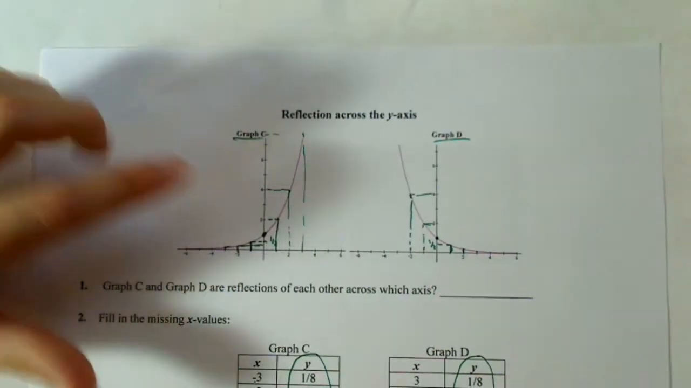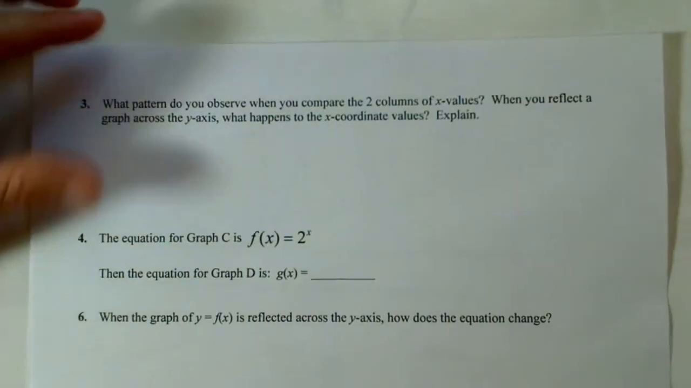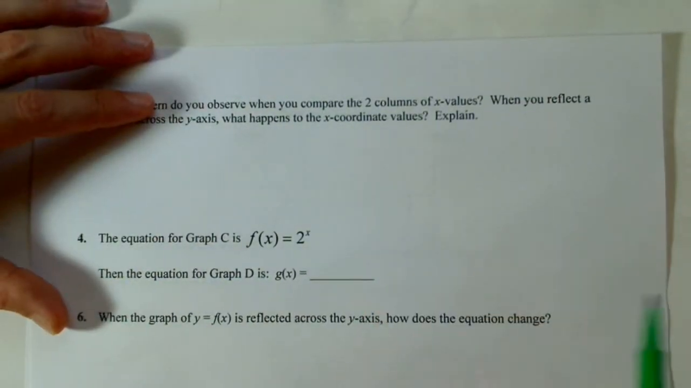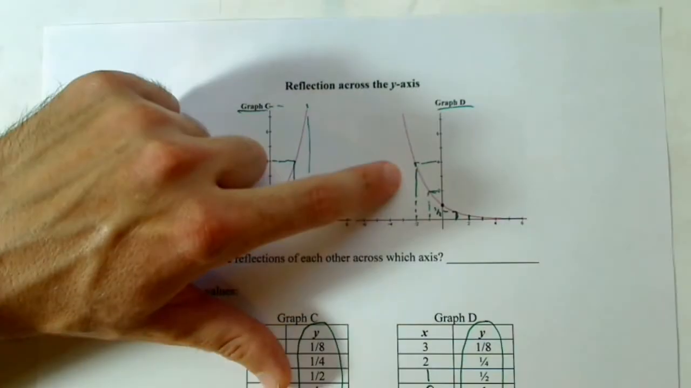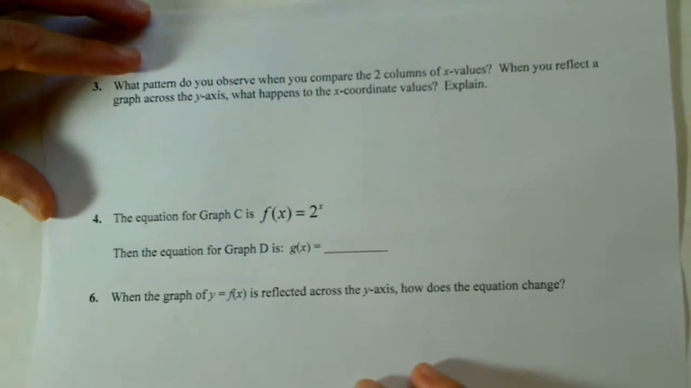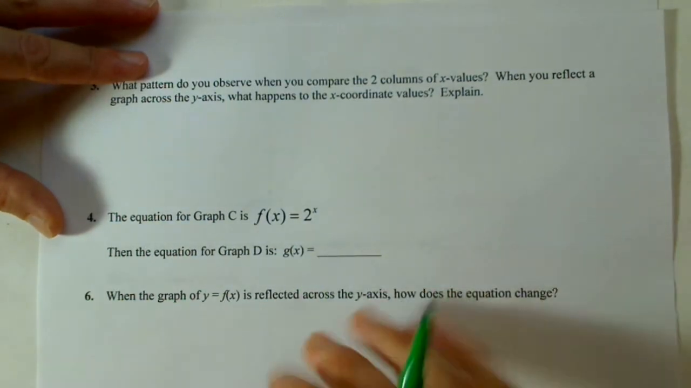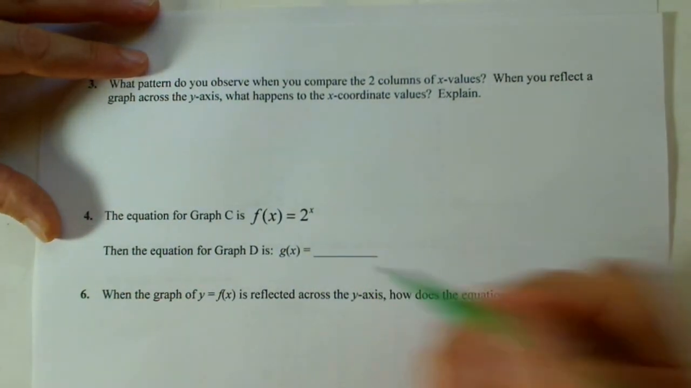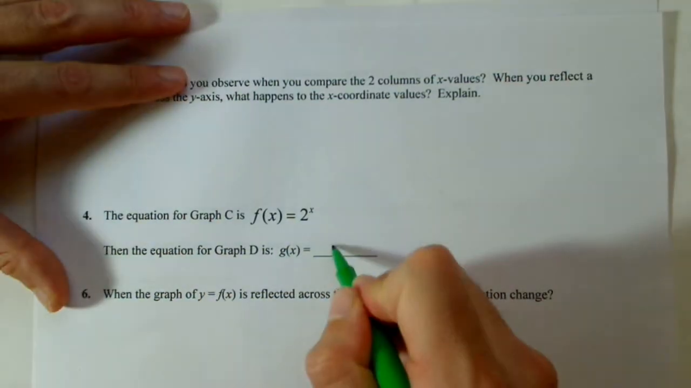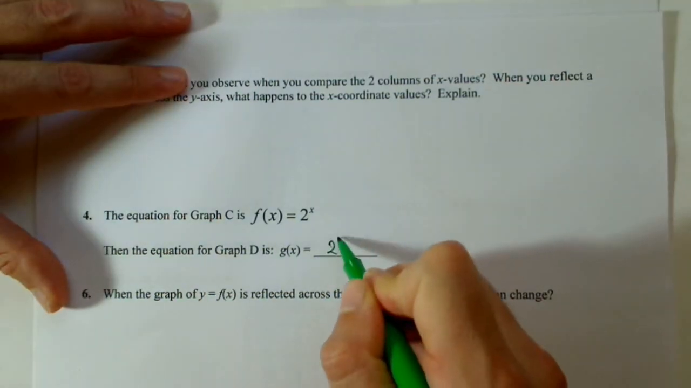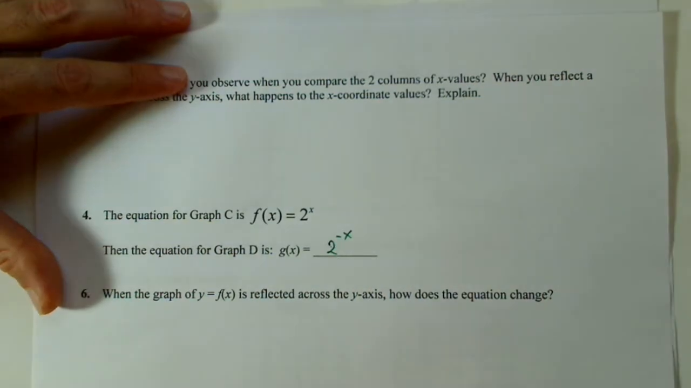Now if our graph is the function 2 to the power of x, what will be our new function? How can we represent it? As we did from the table, we just took the negative input. It means if it was 2 to the x, now it will be 2 to the negative x.